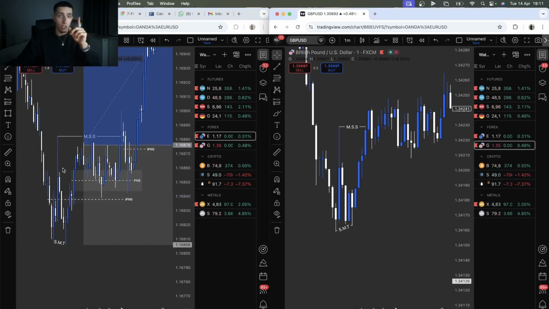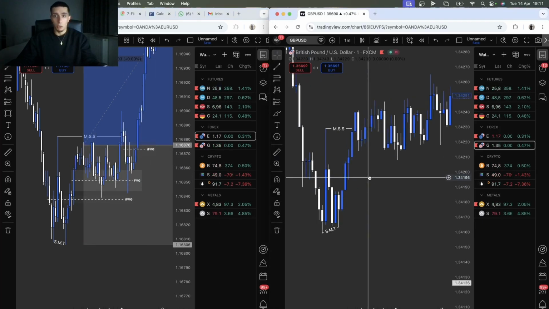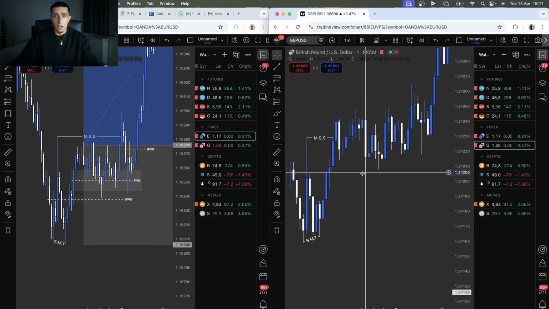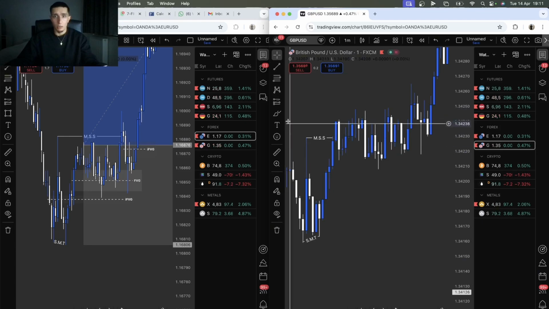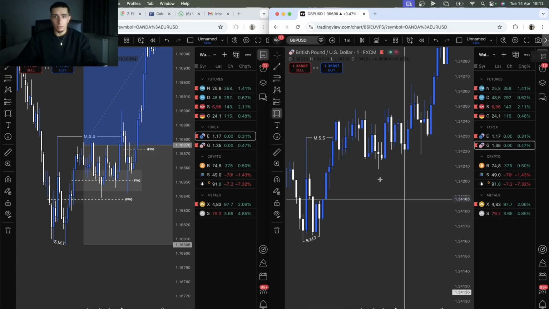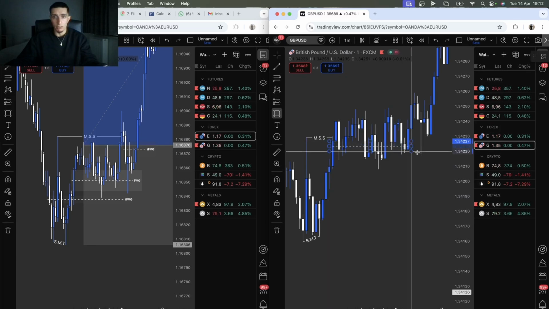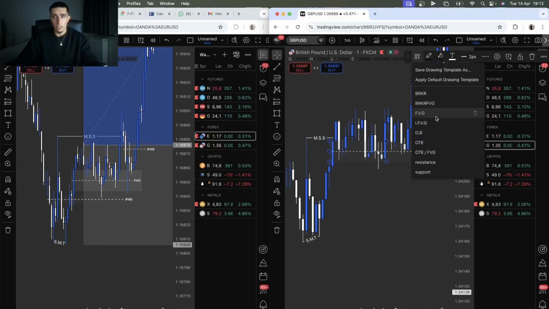Now we saw that there were a few inverse fair value gaps on Euro USD and that it left behind a big massive 1 minute fair value gap. If we go on to GBP USD, again, market structure was created. If we tap into our rectangle right here, we can see that it left behind this beautiful fair value gap as well, just like that. Mark it out.